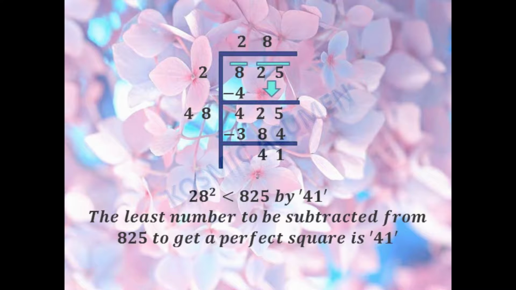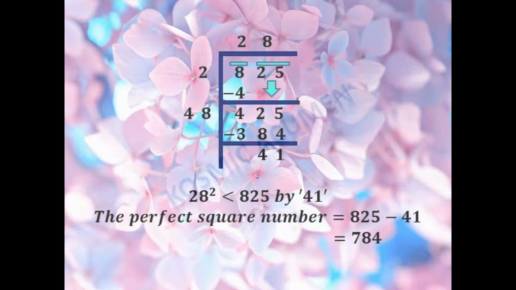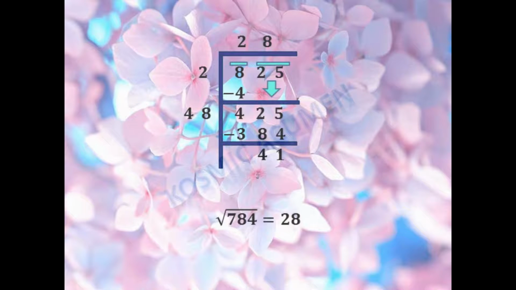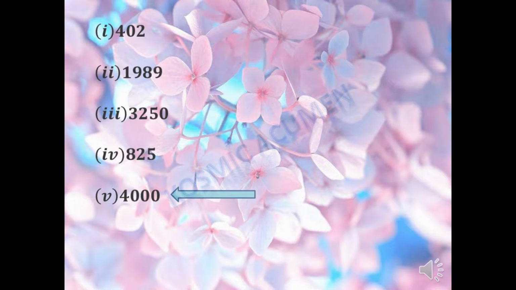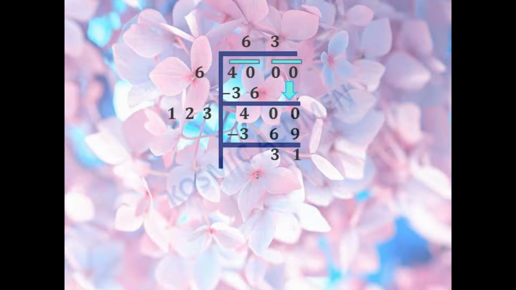So I'll subtract 41 to get a perfect square number. Now I'm subtracting 41 from 825 and I have 784 as my perfect square number. And I also find the square root, that is 28. Now coming on to the next part, that is 4000.